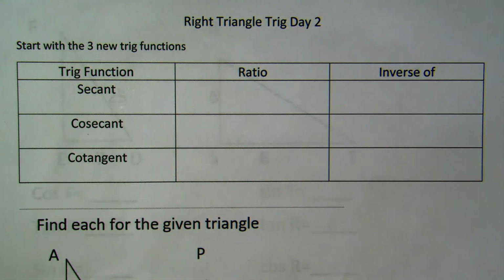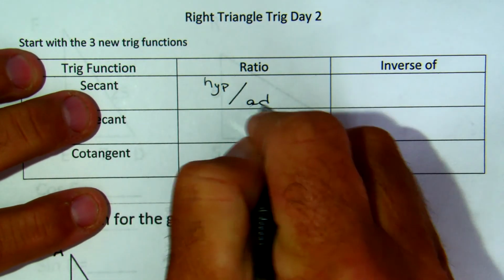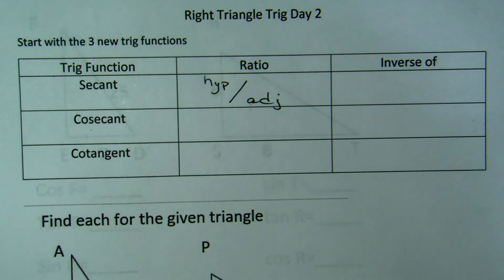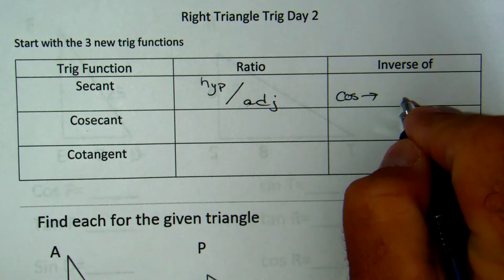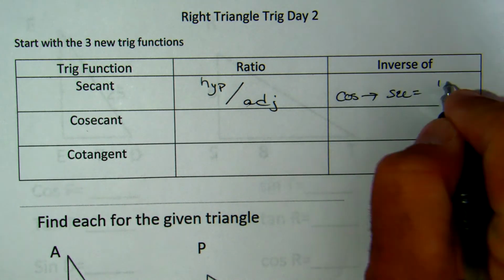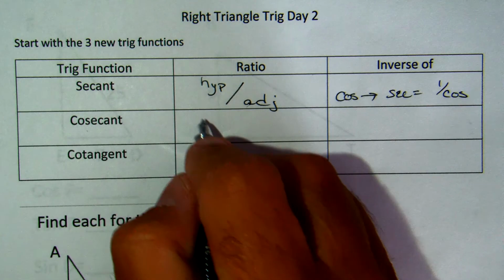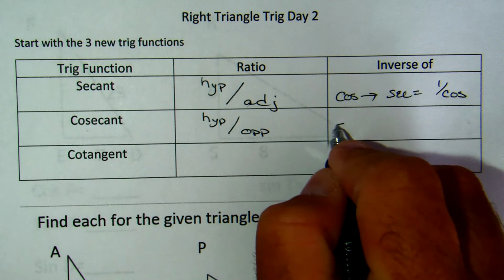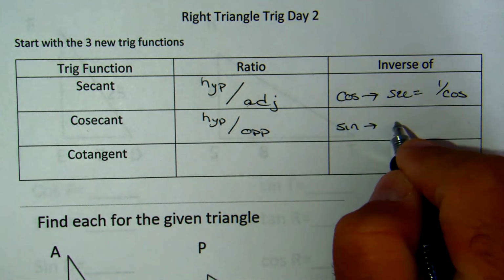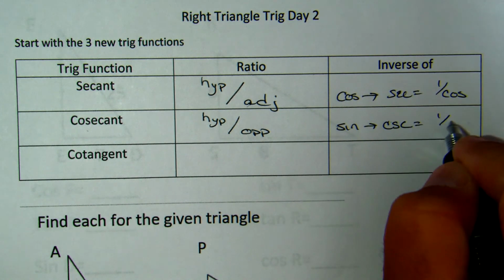So secant is defined as hypotenuse over adjacent, the hypotenuse being the numerator. That should look familiar because adjacent over hypotenuse is cosine. So basically, secant equals 1 over cosine, or the flip of it. Cosecant is hypotenuse over opposite, making it an inverse of sine. So cosecant, CSC, is 1 over sine.